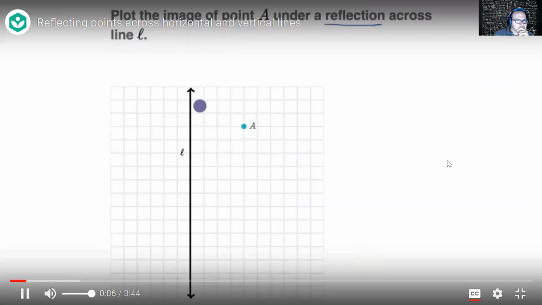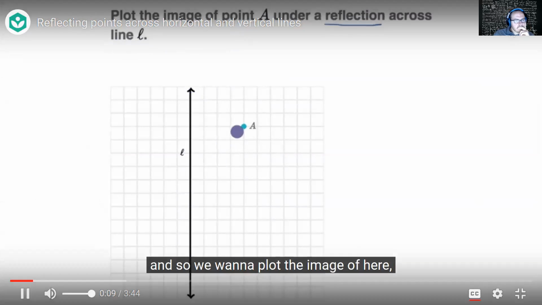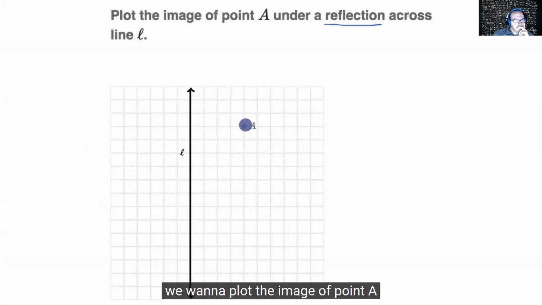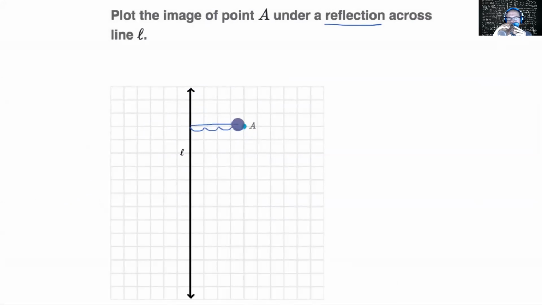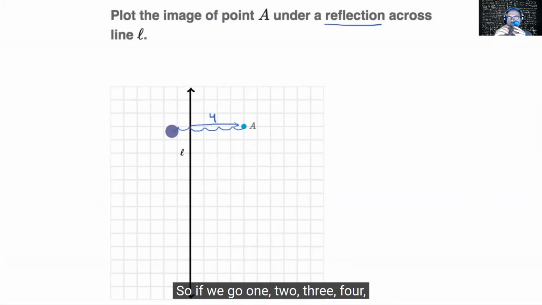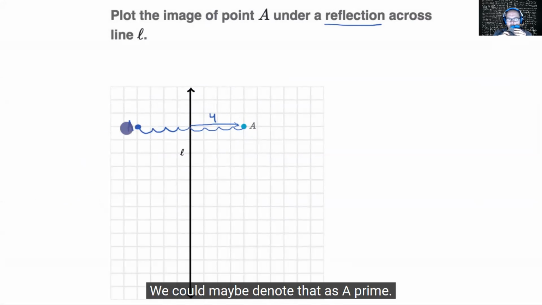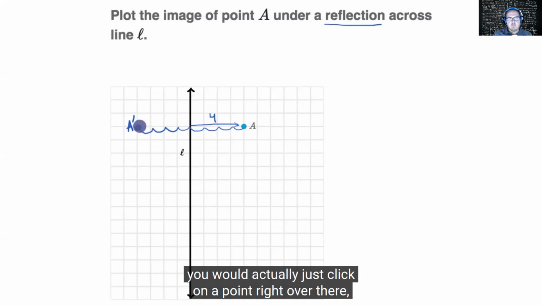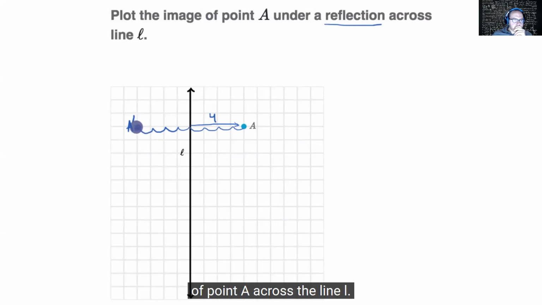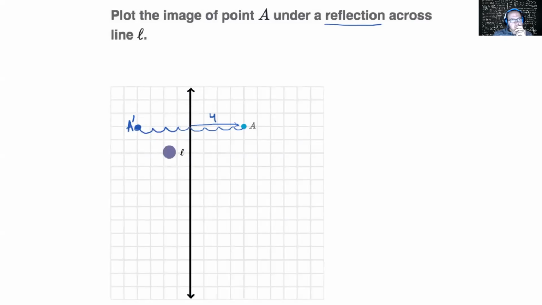Across the line L. We have our line L here. We want to plot the image of point A under reflection across line L. One way to think about it is point A is exactly 1, 2, 3, 4 units to the right of L. And so its reflection is going to be 4 units to the left. So 1, 2, 3, 4. That would be the image of point A. If you're doing this on the Khan Academy exercise, you would just click on the point and it would show up. This would be the reflection of point A across the line. Let's do another example.